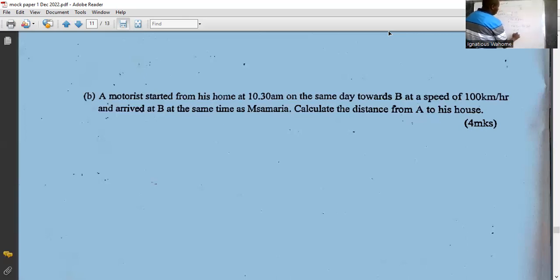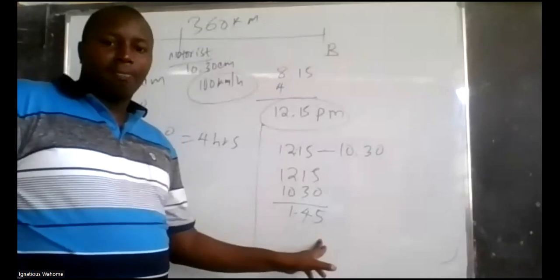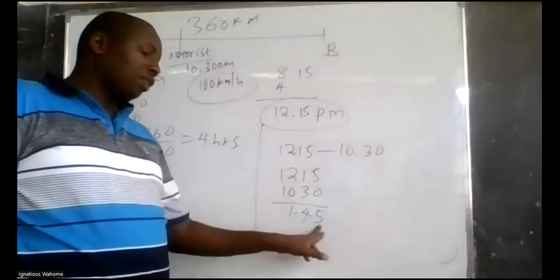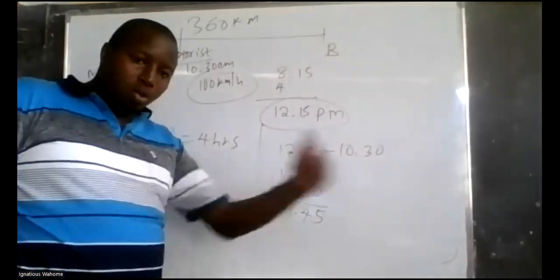12:15 minus 10:30. Borrowing 1 hour, you get 60 plus 15, 75. 75 minus 30 is 45. Then 11 minus 10 is 1. So the motorist took 1 hour, 45 minutes from home to B.